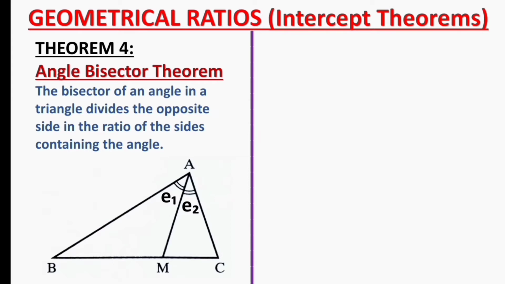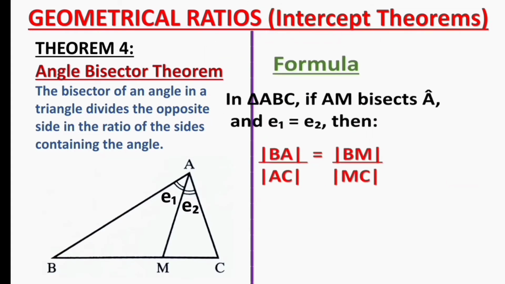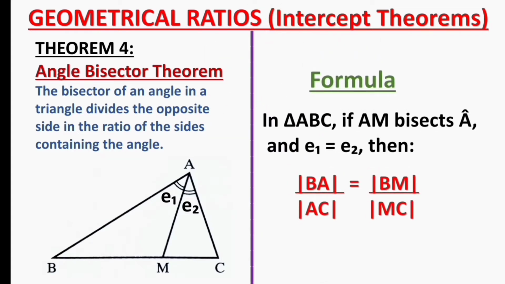Here are the formulas we can derive from theorem 4, the angle bisector theorem. From the diagram, in triangle ABC, if AM bisects the angle at A and angle E1 is equal to angle E2, then the ratio BA to AC is equal to the ratio BM to MC. Please take note of these formulas for the four intercept theorems.